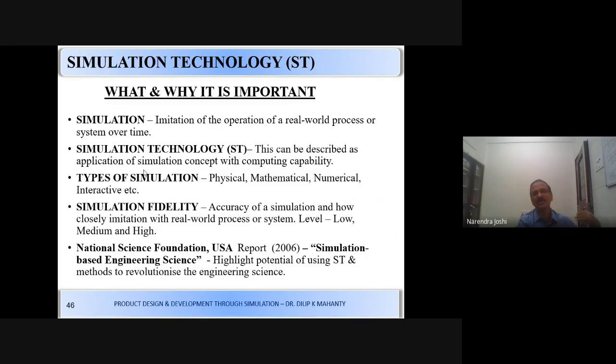Honestly, we used to simulate earlier, but because computer capability has increased and our growth, we are in a position to better develop this technology, simulation technology. And that is going to impact our product development very strongly.